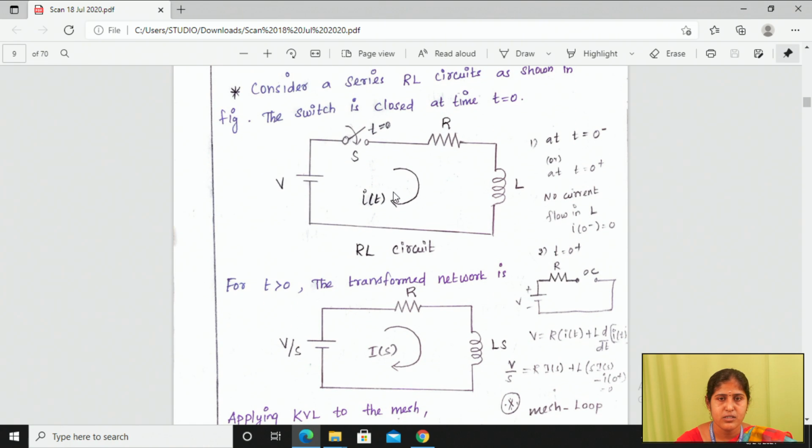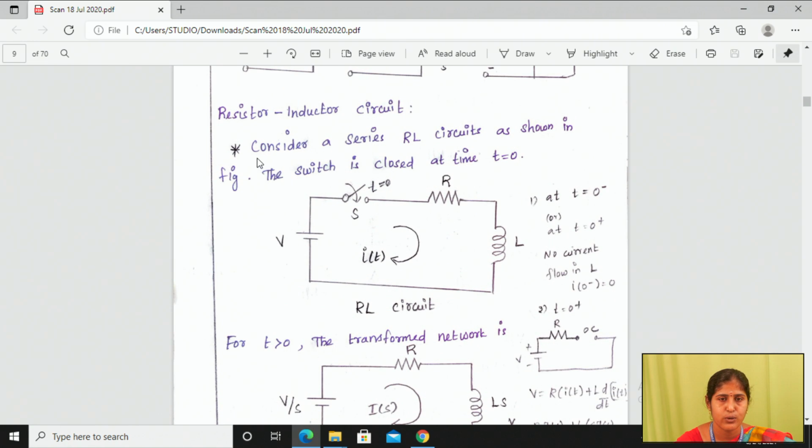The given statement is: consider a series RL circuit as shown in the figure. This is the given figure. The switch is closed at time t equal to 0. At time t equal to 0, we are going to analyze the resistor inductor series circuit. So this is the problem.